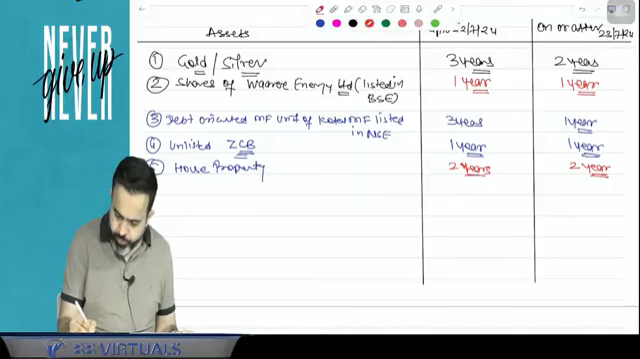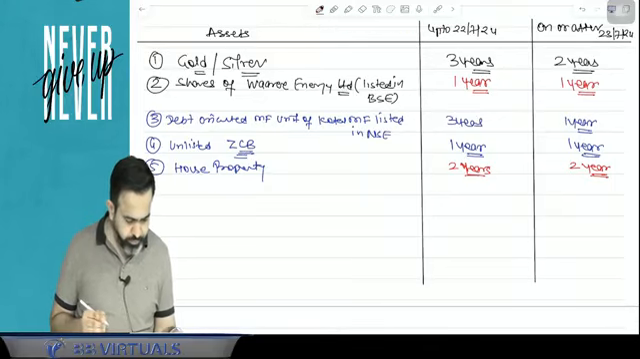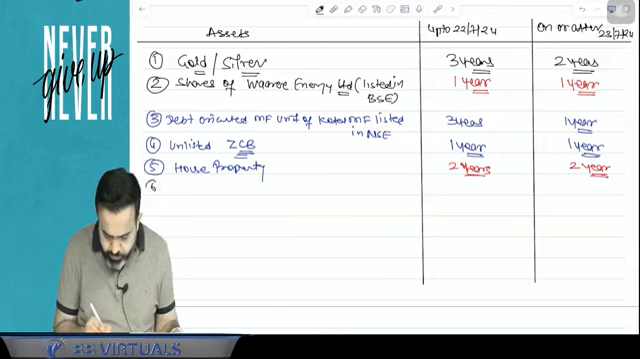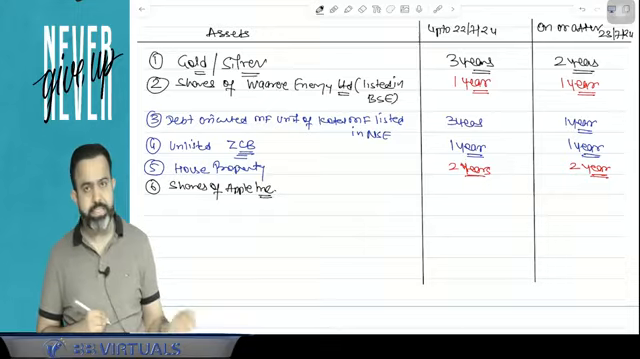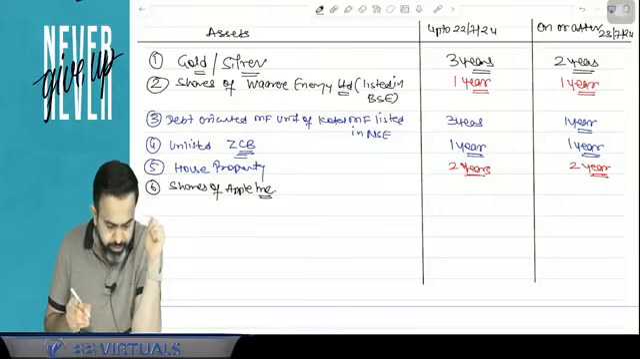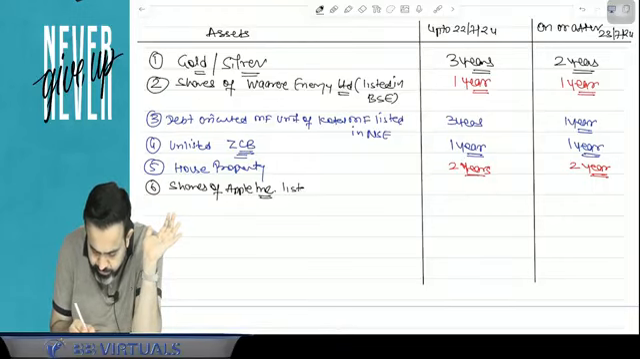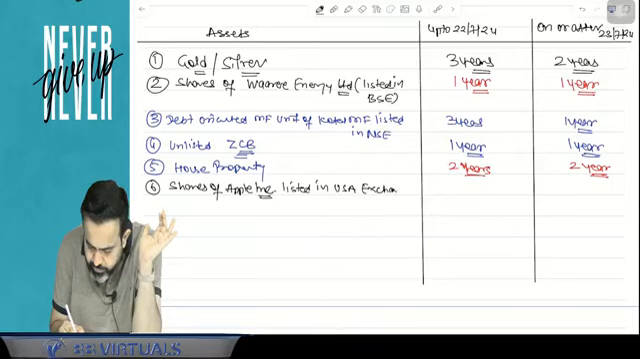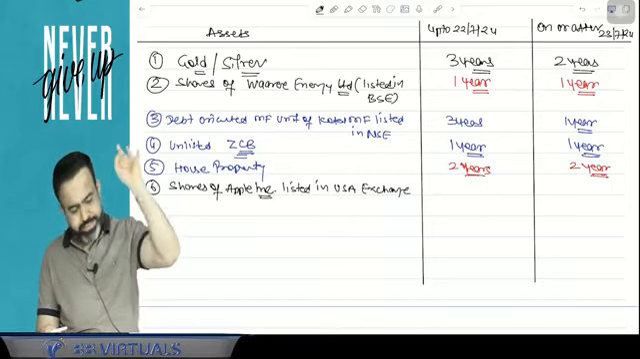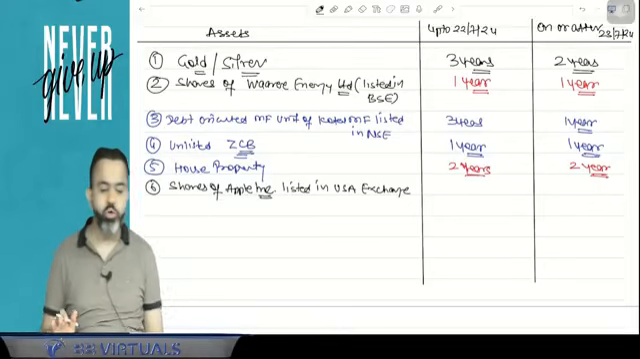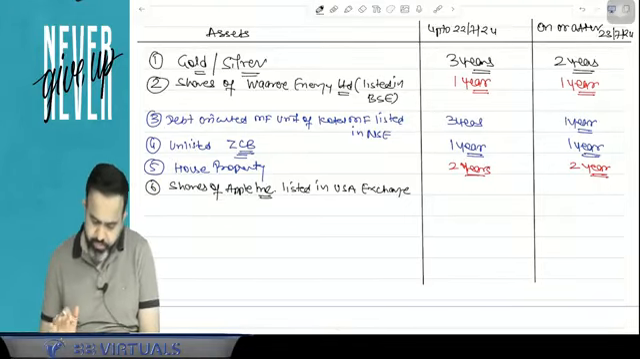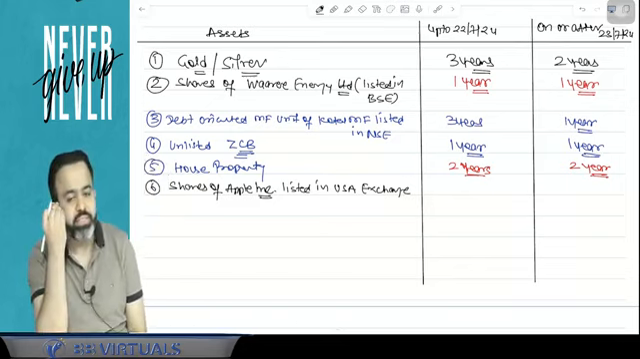Okay. Now after house property, next is, tell me, very interesting. Shares of Apple Inc., Apple Incorporation, listed in USA exchange. It is not listed in India. It is listed in the USA stock exchange. Tell me, shares of Apple Inc., a foreign company share that is listed in USA stock exchange. Period of holding.